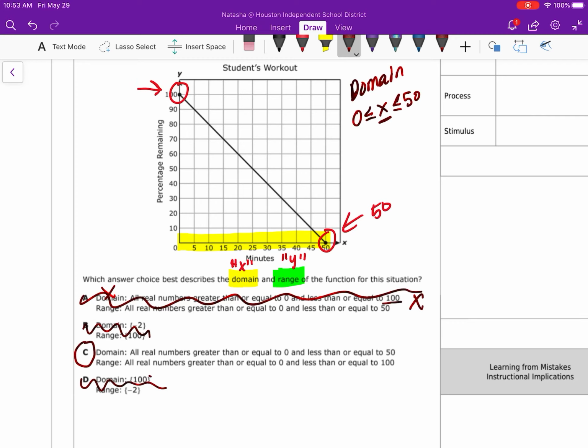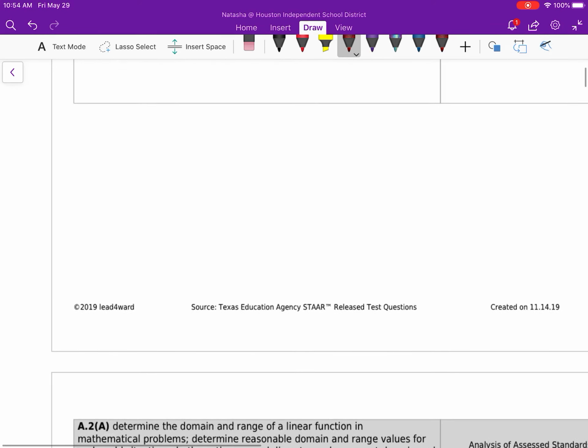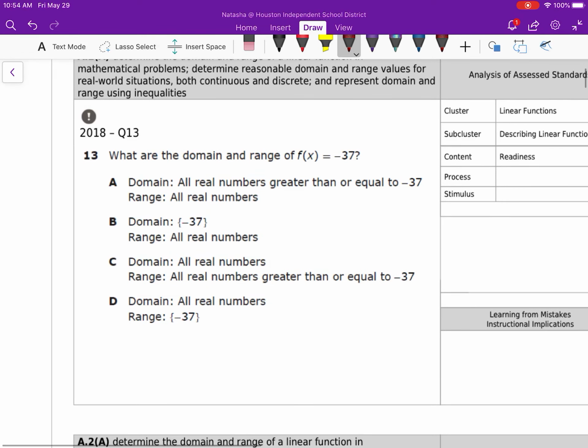But let's look at it. So all real numbers greater than or equal to 0 and less than or equal to 50. Okay, our domain, that's true. And our range is all real numbers greater than or equal to 0 and less than or equal to 100. Yep, we've got 0. And let's look at our maximum percentage, because this is the percentage remaining, our maximum percentage is going to be 100, because when you're talking about 100% of time, you're looking at from 0 to 100. So this is also true. So C is the correct choice. All right. So let's go to the next question.